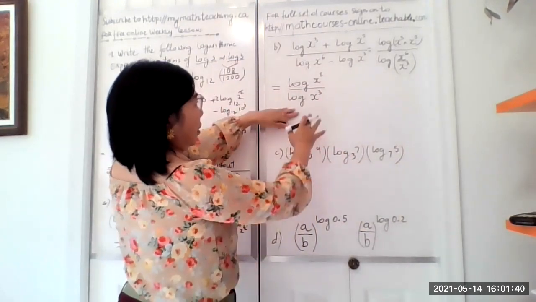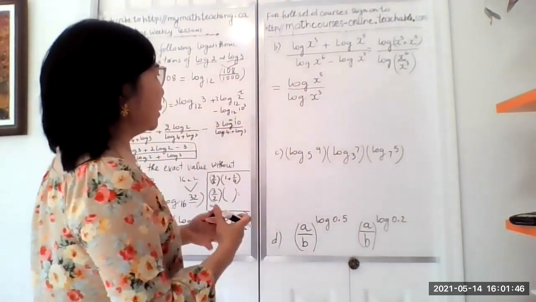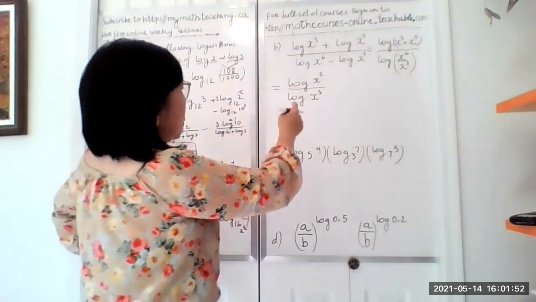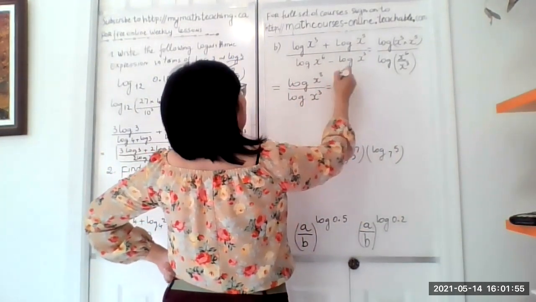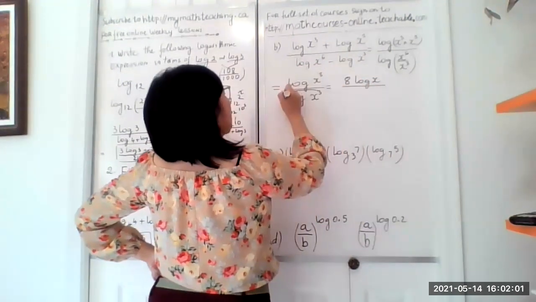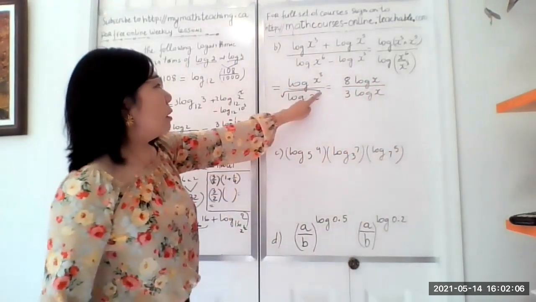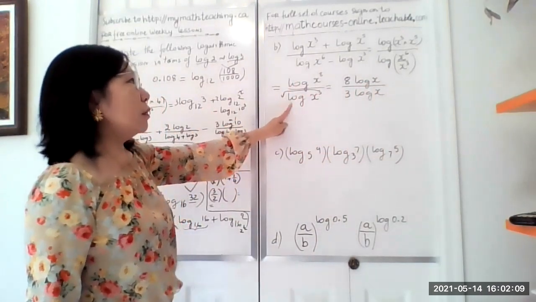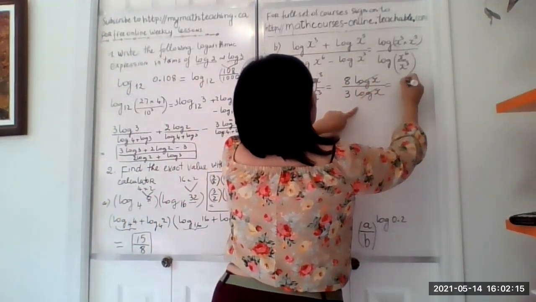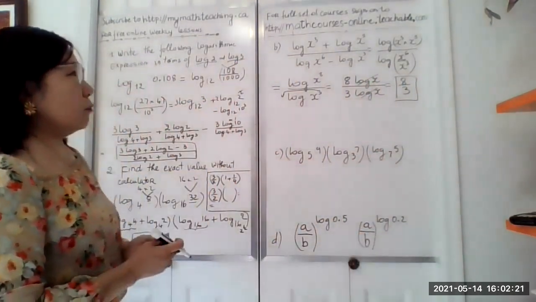However, because this is like log x of a divided by log x of 3, it looks like we can bring this number in front, right? And we can write like this, a log x. And we can bring this number in front and we can write 3 log x, right? Because the power of log, we can bring it in front. So now log x divided by log x, they cancel out. So the answer is just a/3. So that's the answer for the B value.